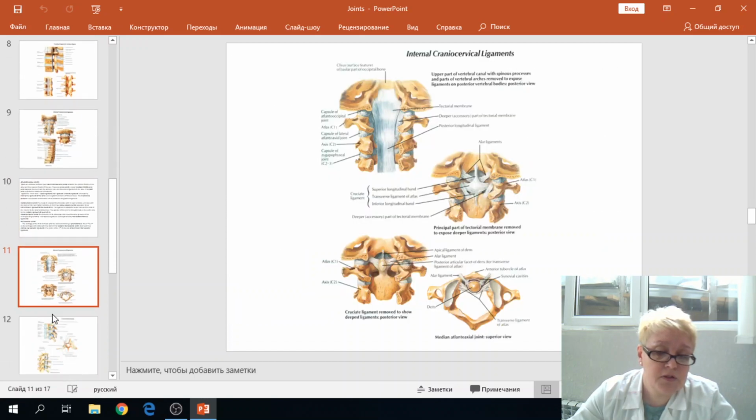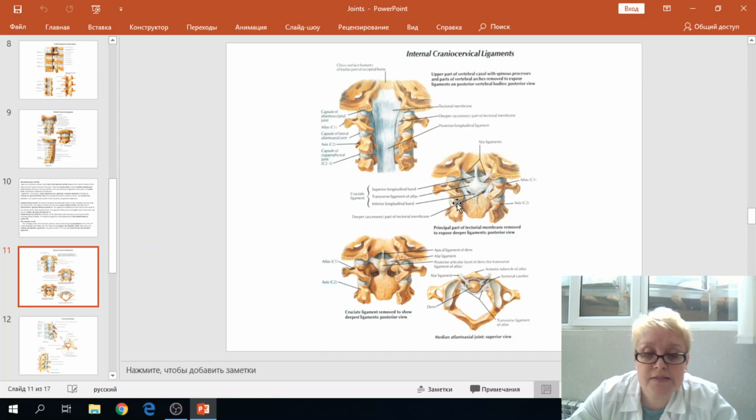So the first picture is the picture of the atlanto-axial joint, and we can see some ligaments of this joint. Here we can see this one is the dens, this one is the alar ligament, this is the apical ligament, this one is the cruciate ligament, which is formed by three structures: the superior longitudinal band, the transverse ligament of the atlas, and the inferior longitudinal band. The transverse ligament of the atlas passes behind the dens and attaches to the lateral mass of the atlas.